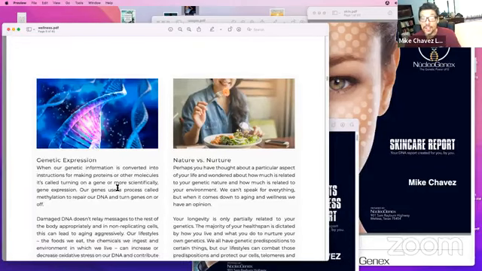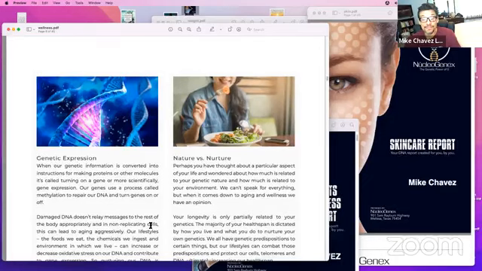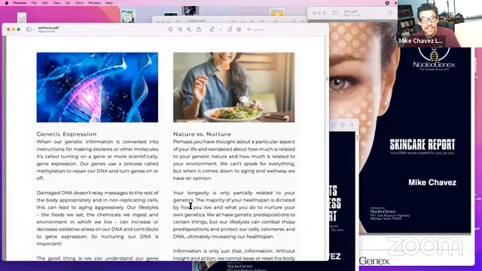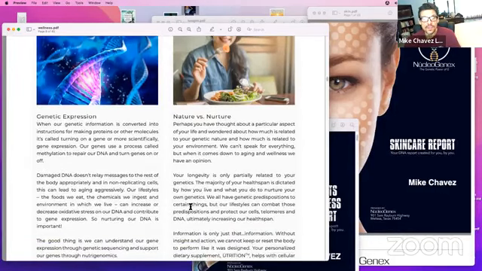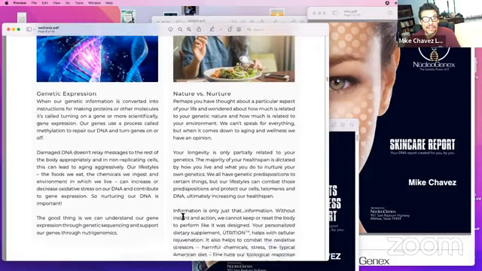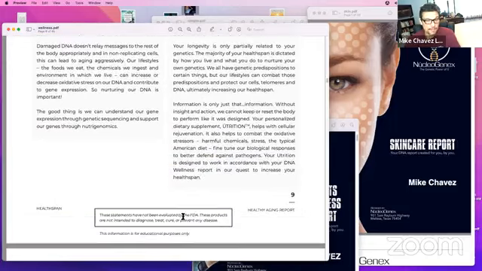It talks about genetic expression, how your genes express themselves based on your lifestyle choices, the nature versus nurture. Perhaps you've thought about a particular aspect of your life and wondered how much is really related to your genetic nature and how much is related to your environment. We can speak for everything, but when it comes down to aging and wellness, your genes, they have an opinion. Longevity is only partially related to your genetics. The majority of your health span is dictated by how you live and what you do to nurture your own genetics. Again, that's what I was talking about at the top of the video.